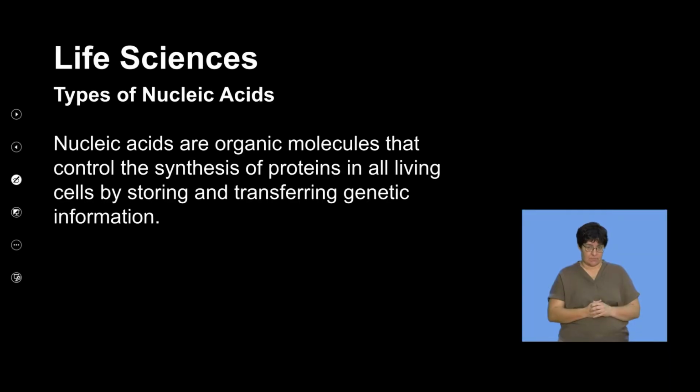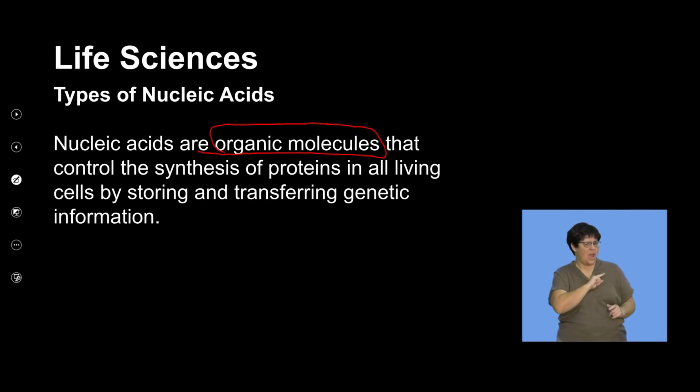When we talk about nucleic acids, if you recollect, in grade 10 we mentioned organic compounds. These are organic compounds because these are molecules that are produced in the body, through a biological process. They contain carbon, they contain hydrogen, and they have these pentose sugars, which makes it essentially an organic compound. And they control the synthesis of proteins in all living cells by storing and transferring genetic information to the rest of the cell.